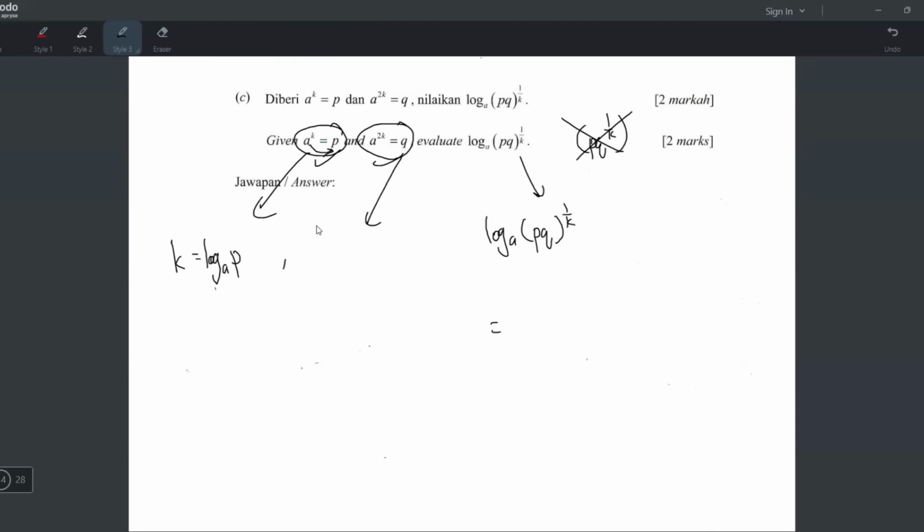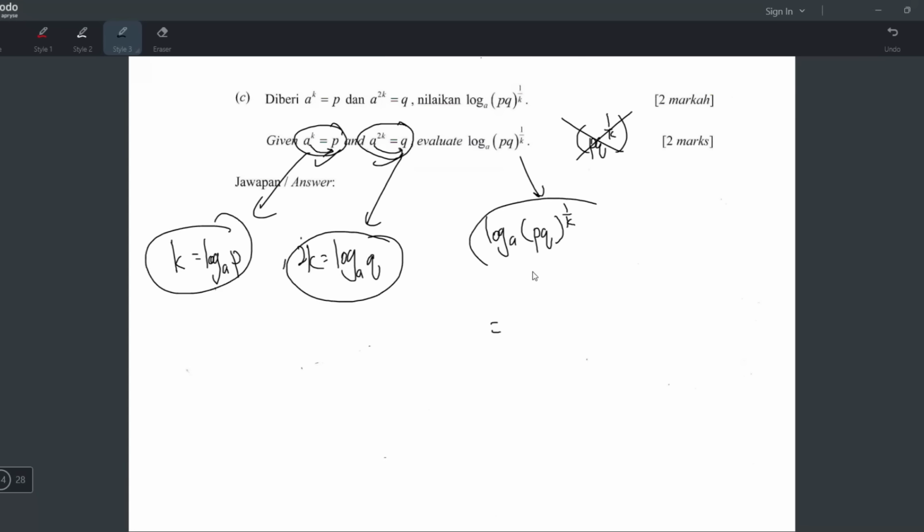Alright, now for this, do the same also. So jadikan dia ada log. Okay, so same thing, base A pindah sana jadi log base, and then Q duduk sini, 2K sini. Right? And kenapa saya buat macam tu? Sebab saya nak guna info ni untuk buat yang ini.